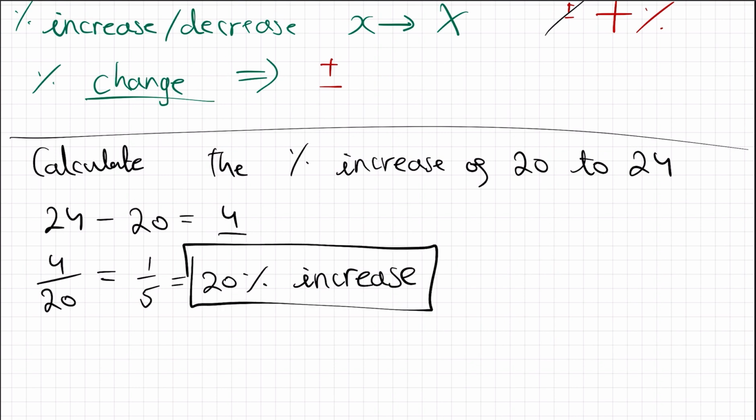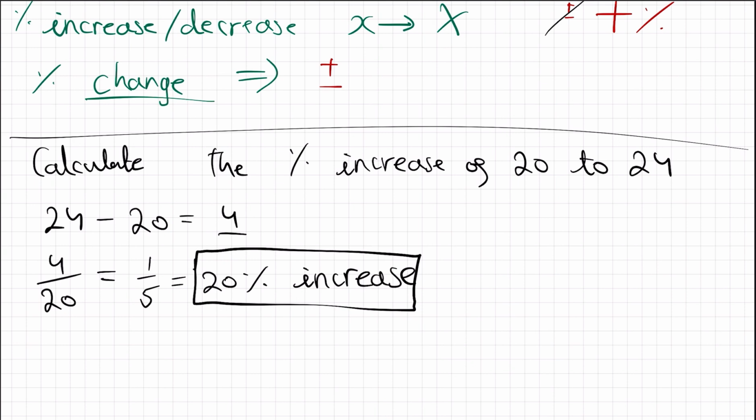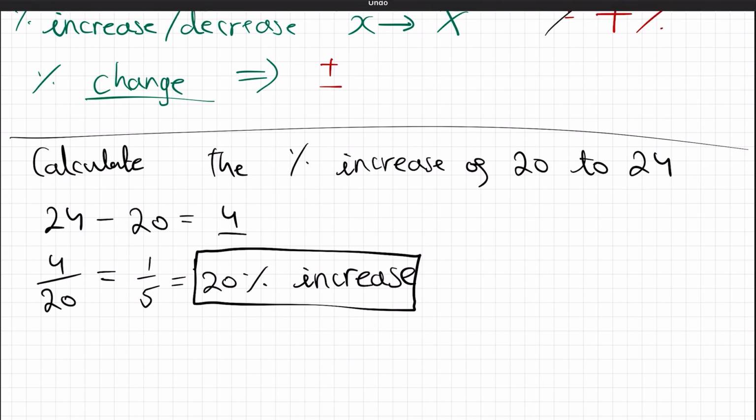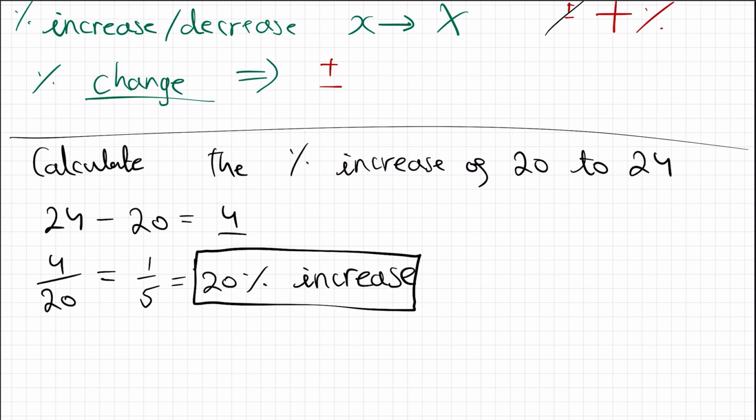So there's the answer. Now, one mistake people sometimes make is they'll say it's a 120% increase. But this is actually wrong, because if it was a 120% increase, then this number would actually have to be 44, not 24. So make sure your increase is always less than 100%, unless the number has more than doubled, in which case it will be over 100%.